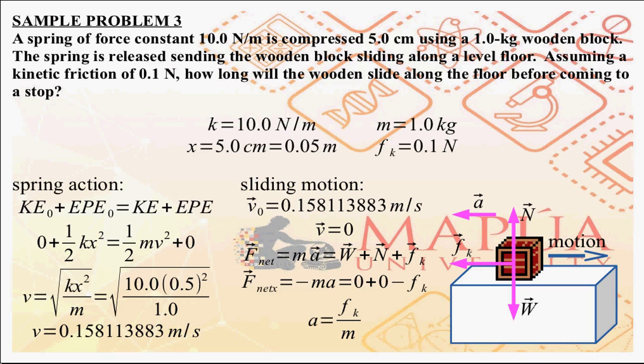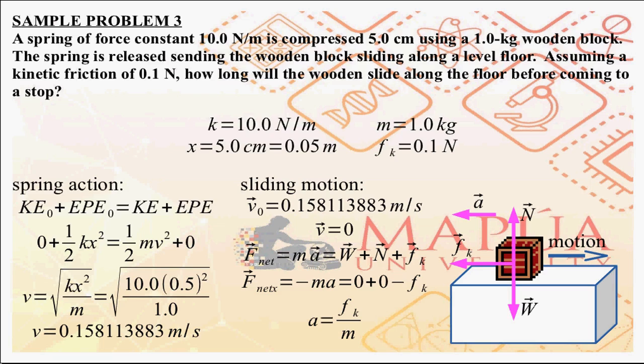Final case, the spring goes back to its original position. It pushes the wooden block away. The wooden block, in the final case, will no longer be in contact with the spring. So no more elastic potential energy. Conservation of energy equation tells us 1/2 kx squared is equal to 1/2 mv squared. We know k, we know x, we know m. The only unknown is final velocity or final speed. Isolate v and you'll be able to calculate v to be 0.158113883 meters per second.